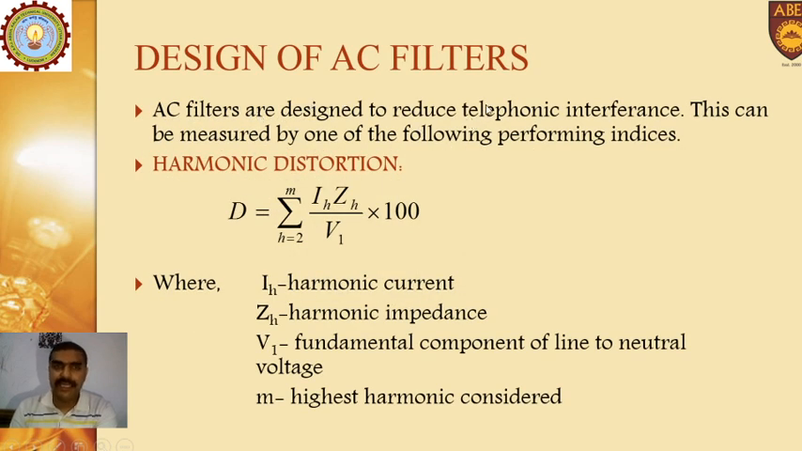Whenever we are designing an AC filter, there are a few parameters on the basis of which AC filters can be designed. One is the harmonic distortion, that is measured with D. D will be equal to the summation from h equals 2 to M of IH ZH upon V1, multiplied by 100, where IH is the harmonic current, ZH is the harmonic impedance, V1 is the fundamental component of line to neutral voltage, and M is the highest harmonic considered.